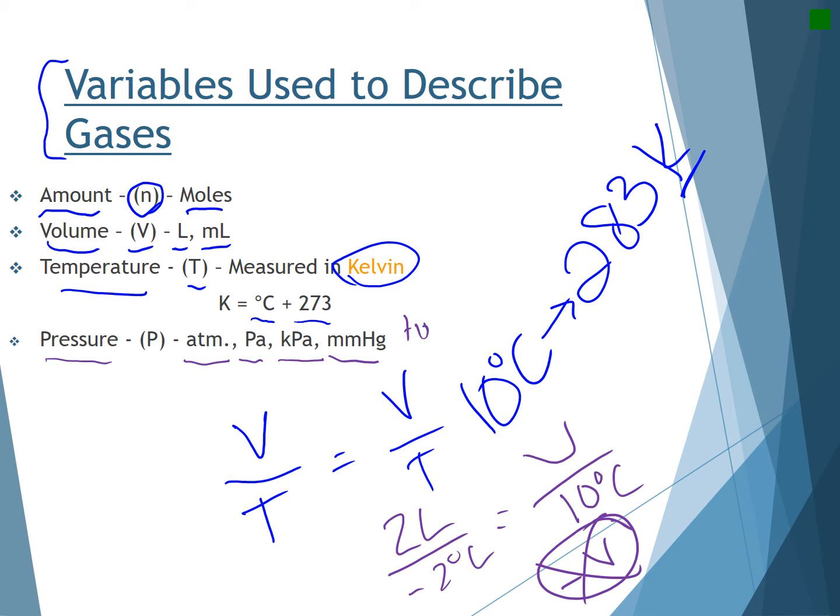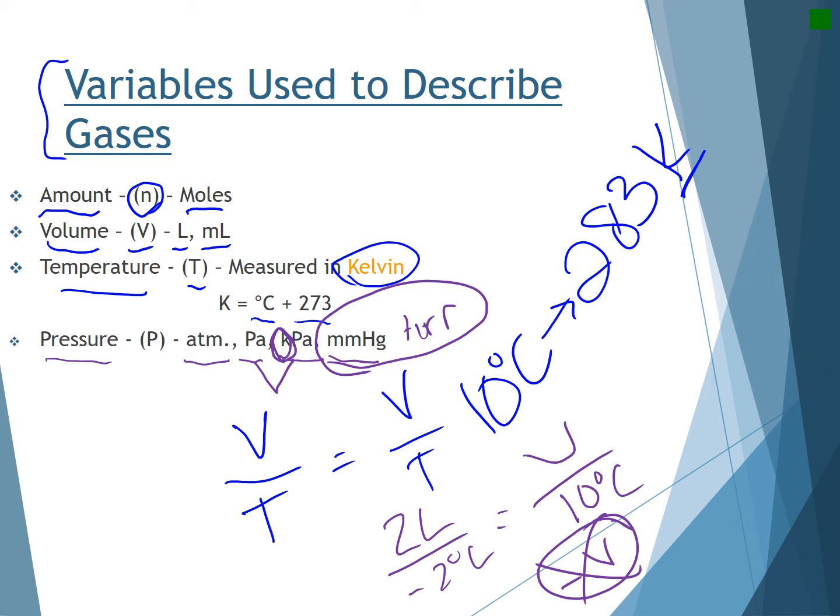There's also torr, T-O-R-R. Just to let you know, millimeters of mercury and torr are very similar. They actually are the same thing. They're just different units, I guess. But 1 millimeter of mercury equals 1 torr. Pascals and kilopascals are the same. This is just 1,000 with the kilo. It's 1,000 pascals.